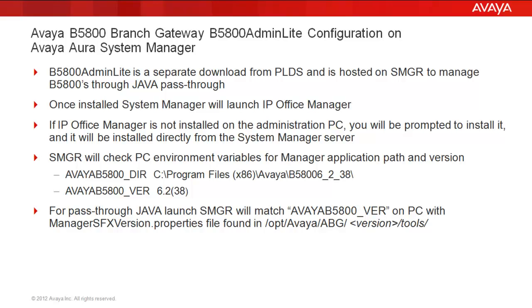System Manager checks the PC environment variables for the Manager application, both path and version, and I have the environment variables listed there, both the B5800 directory and the B5800 version. For pass-through Java to launch, System Manager will match on the version on the PC with what is contained in the Manager SFX version.properties file, which, as you see, is found in Avaya Branch Gateway version tools, and we'll show you all of this in this video.